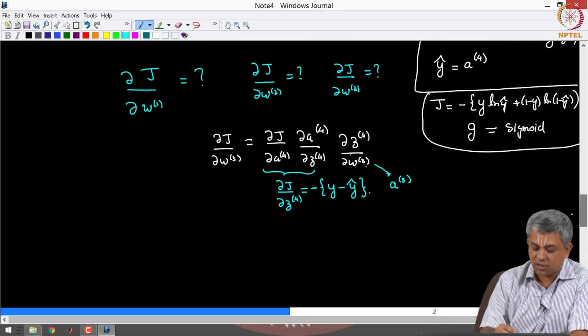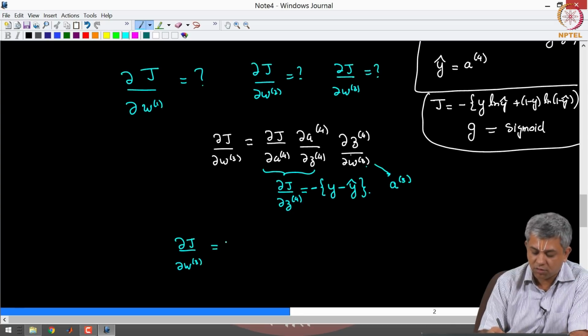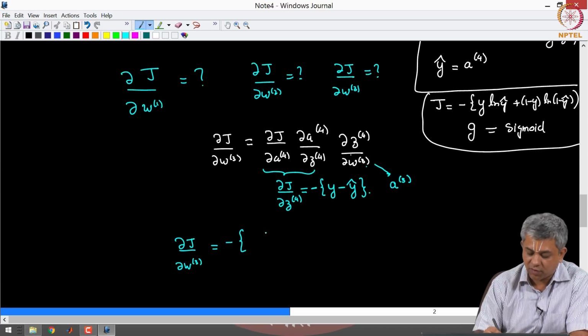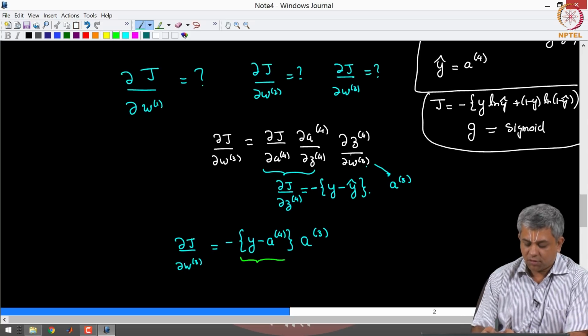So, let me write this down. Del J del W 3 is equal to minus y minus, instead of y hat I will write it as A 4, times A 3. Now, this term, as we have seen before, is the error in output activation.